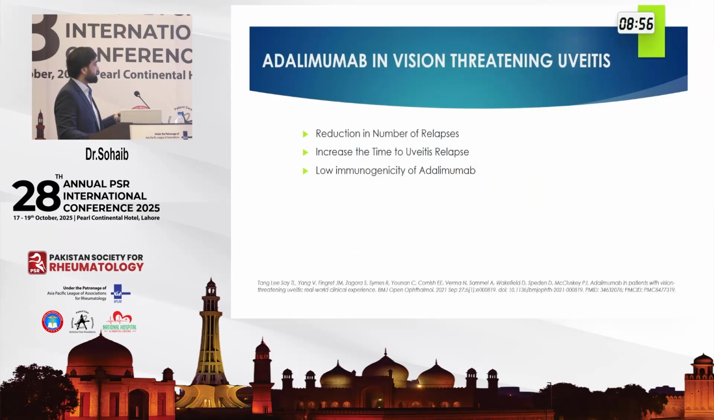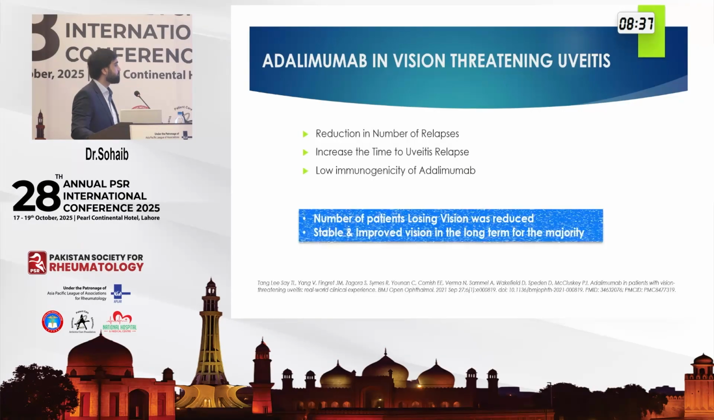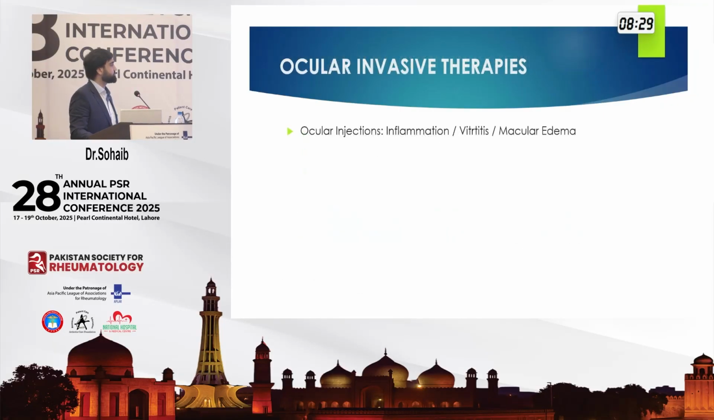So we are looking at reduction in the number of relapses and the time between each relapse that is happening. Because in uveitis, we have this sawtooth inflammation. There is inflammation, we treat it, it goes back, but there is always some amount of irreversible damage that is taking place in a uveitic eye. So the number of patients losing vision was reduced. The patient has stable and improved vision in the long term for the majority of the patients.